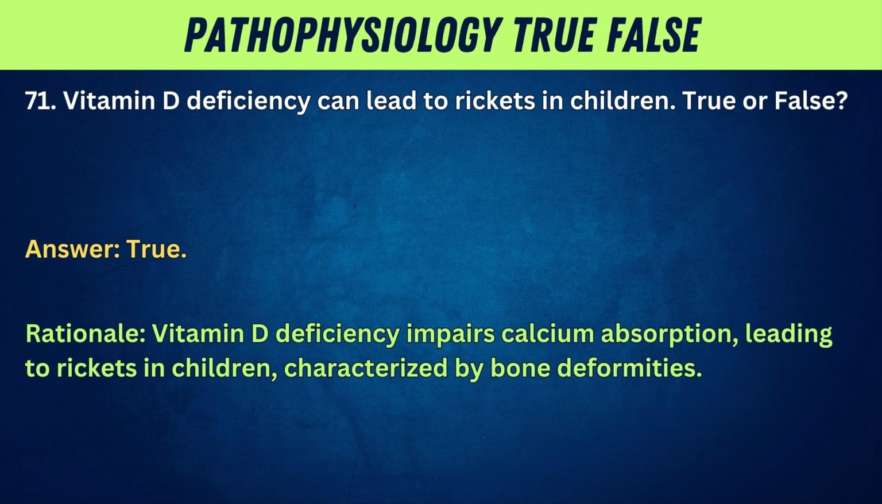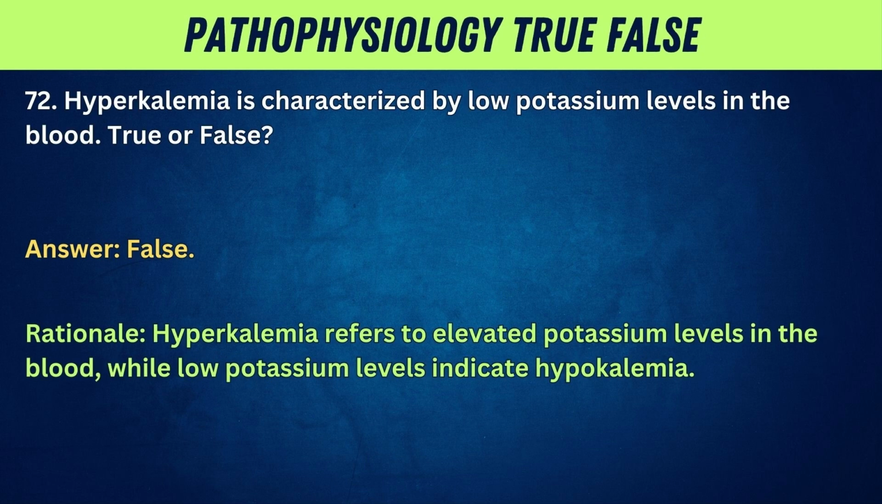True or false? Answer: true. Rationale: vitamin D deficiency impairs calcium absorption, leading to rickets in children, characterized by bone deformities. 72. Hyperkalemia is characterized by low potassium levels in the blood.